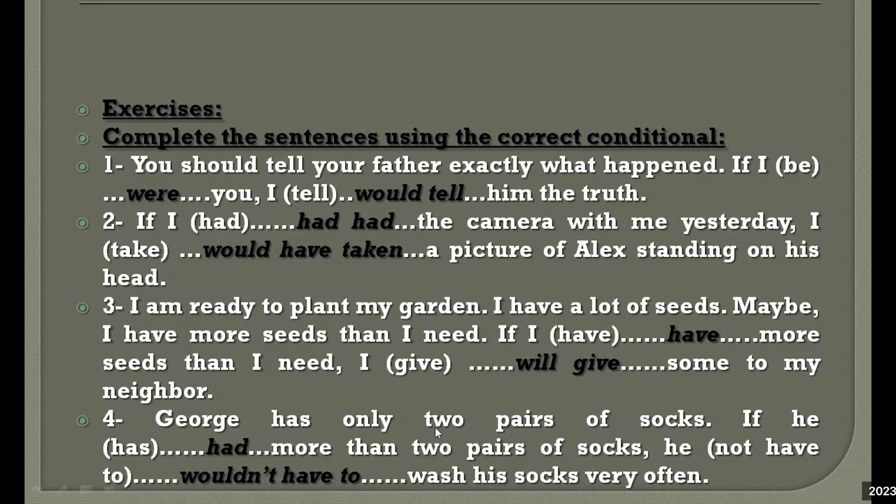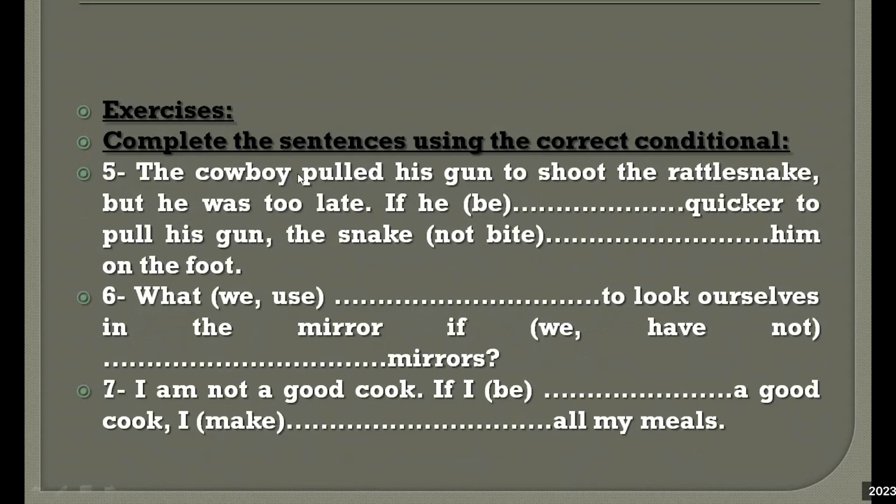Number 4, George has only 2 pairs of socks. If he had, that's the second conditional. It's an unlikely situation. He already has 2 pairs of socks. If he had more than 2 pairs of socks, he wouldn't have to wash his socks very often. Okay. Number 5, do the same thing. Read the sentences, decide if you're going to use the first, second, or third conditionals, and complete the verbs using the correct forms. I'll give you some time to think about it.